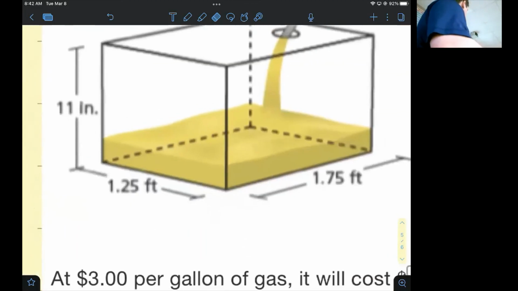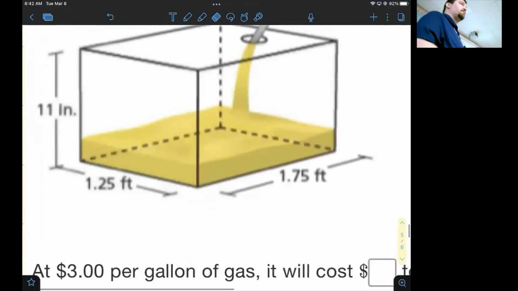Now, I noticed a couple things. I don't know if you did. When you're looking at the length, width, and height there, what do you notice? Branson? There's some decimals. Okay. That doesn't scare me. I have a calculator.